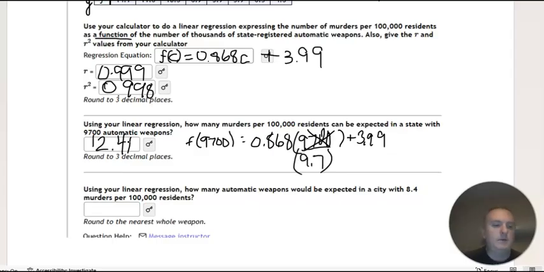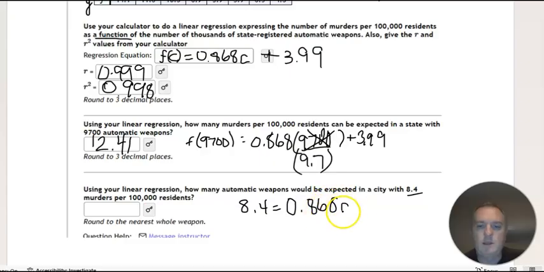All right, next one. Using your linear regression, how many automatic weapons would be expected in a city with 8.4 murders per 100,000 residents? So this time they're going to give us the Y value, or the F of C value, which is 8.4. And now we have to do a little bit of algebra to solve for our C values. So we still have 0.868 C plus 3.99.